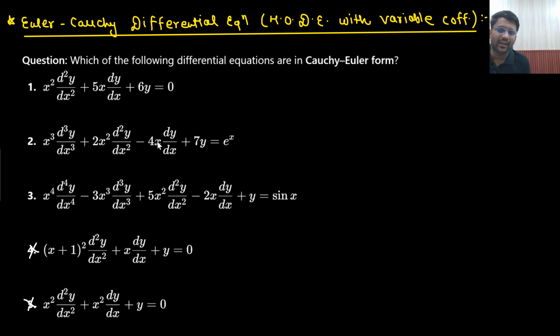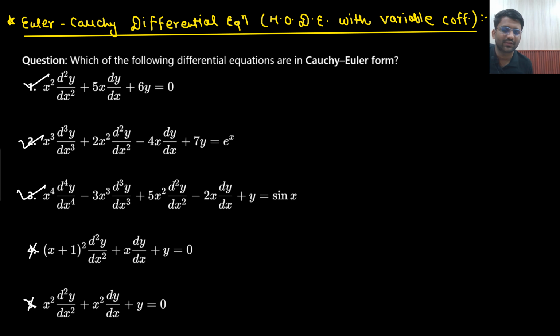Similarly here, x to the power 1, x to the power 1, x to the power 2, x to the power 2, x to the power 3, x to the power 3, x to the power 0, x to the power 0, x to the power 1, x to the power 1, x to the power 2, x to the power 2. So yes, this is a standard form, this is a standard form, this is a standard form. These are not standard form. Okay. So this is known as Cauchy-Euler differential equation that we are going to study.